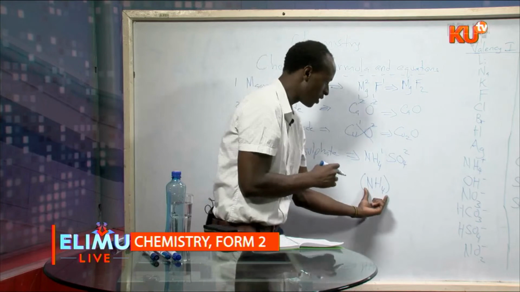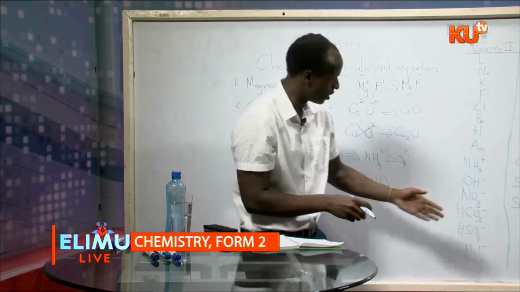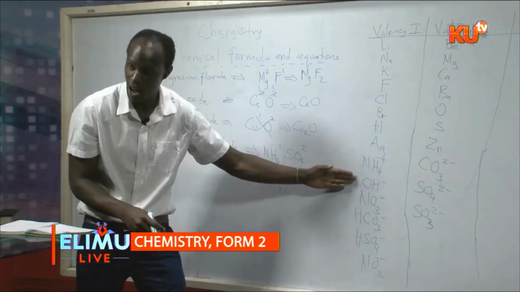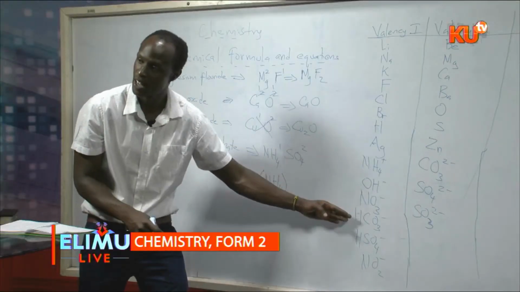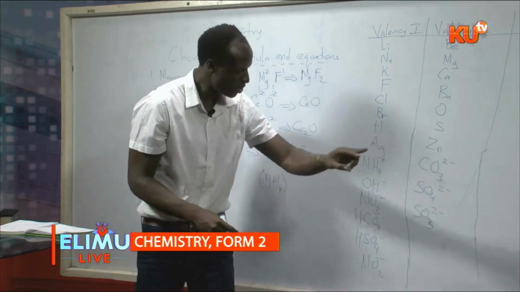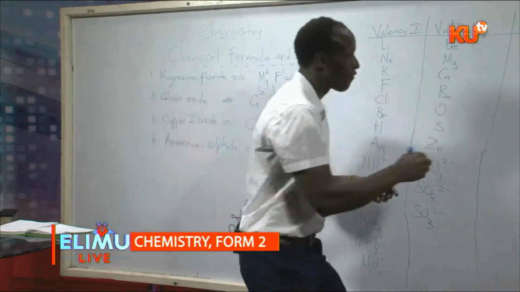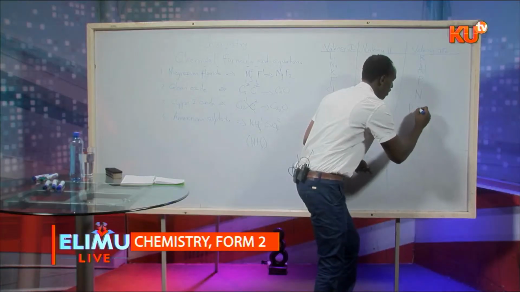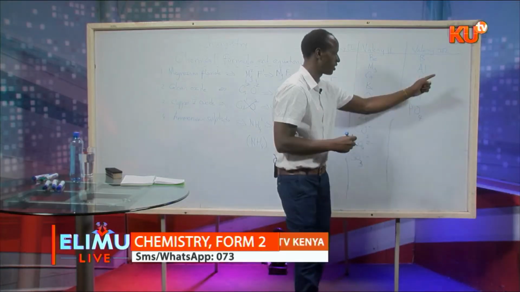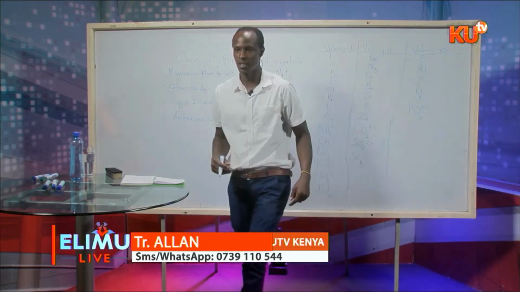So always, if it's a radical, and radicals are these ones: ammonium, hydroxide, nitrate, hydrogen carbonate, hydrogen sulfate, nitrite, carbonate, sulphate, and sulphite. And here we also add phosphate. I'd forgotten to add phosphate, which also has a valency of 3. It's a radical because the charge is 3 minus.